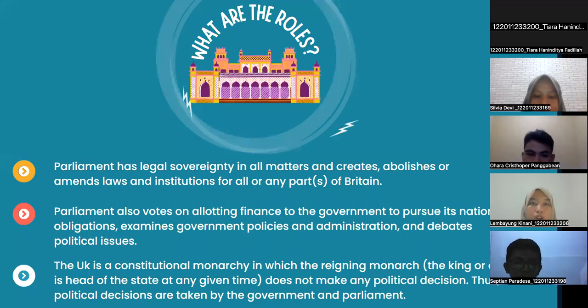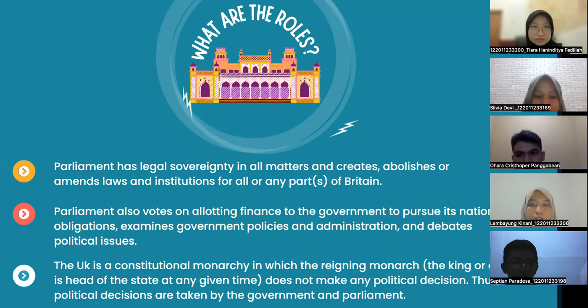So what are their roles? Parliament has legal power in all matters and creates, abolishes, or amends laws and institutions for all or any parts of Britain. Parliament also votes on allotting finance to the government to pursue its national obligations, examines government policies and administration, and also debates political issues.